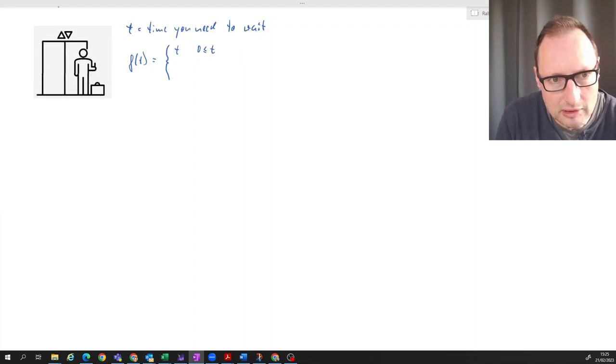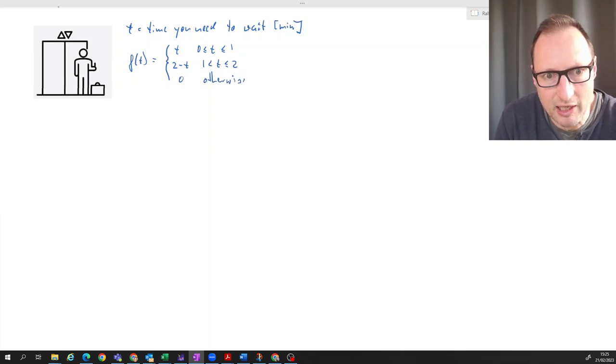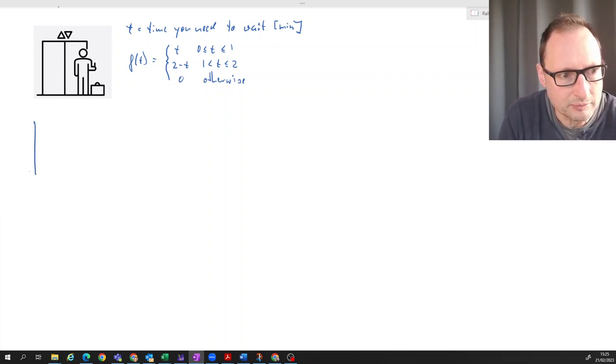So for t between 0 and 1, the density is just equal to t. Then for times larger than 1 and up to 2 minutes, and we'll define the unit here in minutes, the density function looks like 2 minus t, and then 0 otherwise. So that means there is no way in our problem that you will ever have to wait longer than 2 minutes. So graphically, what does that look like?